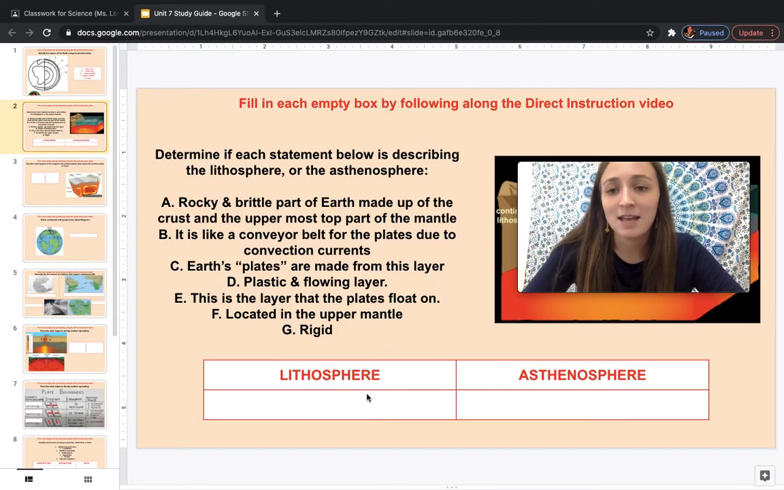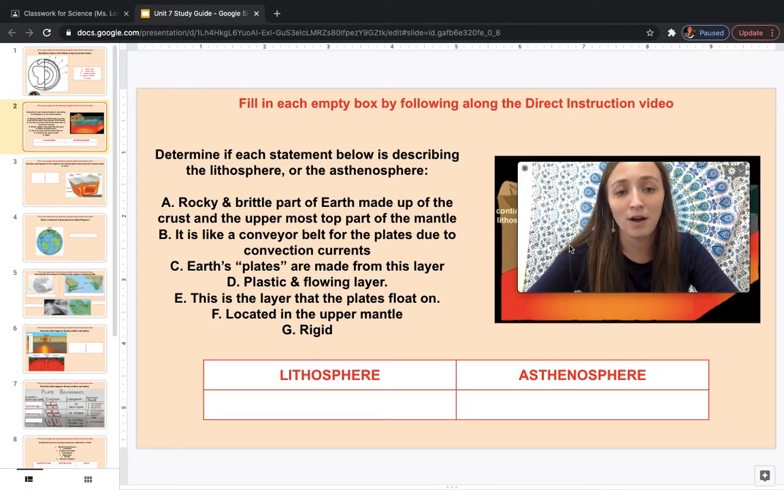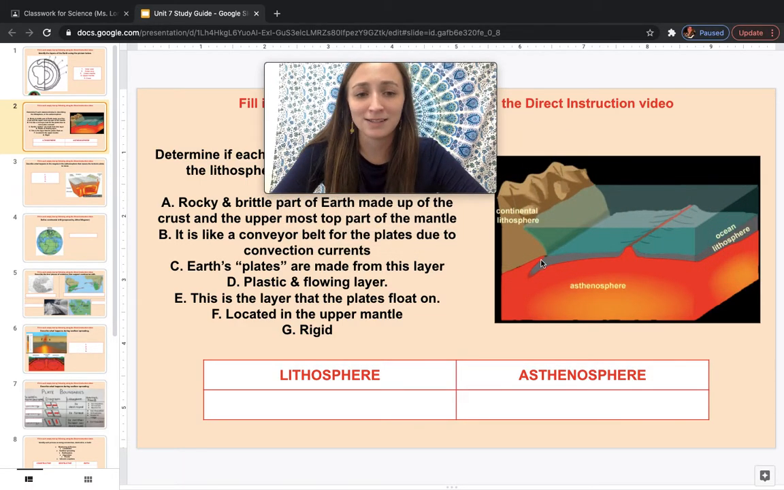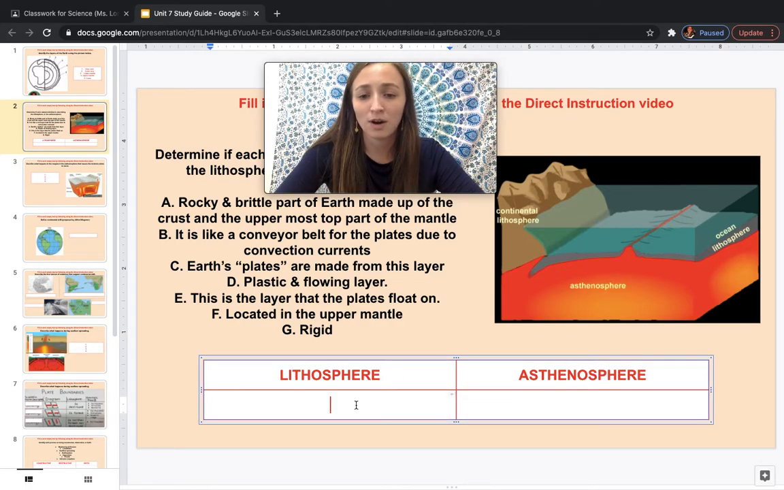Letter A. It says rocky and brittle part of earth made up of the crust and the uppermost top part of the mantle. So if you look at this picture here, that part of the crust and the part of that upper mantle, that is going to be true for the lithosphere. And like it says, it's rocky.